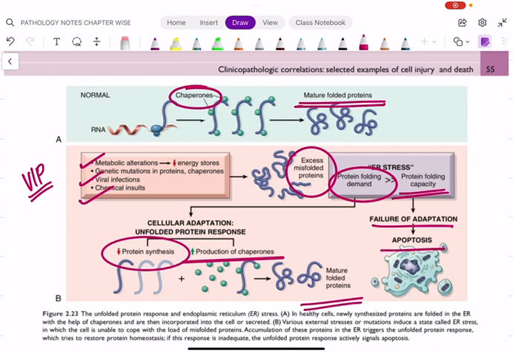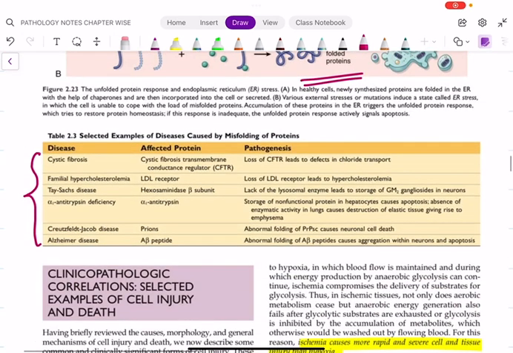Then this adaptation cannot occur. When there is failure of adaptation, we call it unfolded protein response or ER stress, which finally leads to activation of caspases and BH3 sensors, which finally leads to apoptosis. Here comes the question.